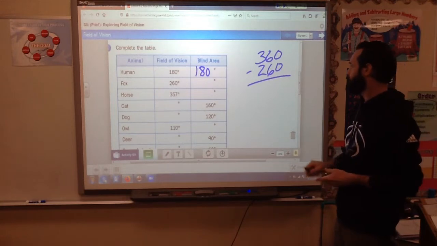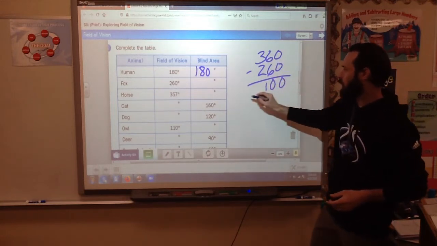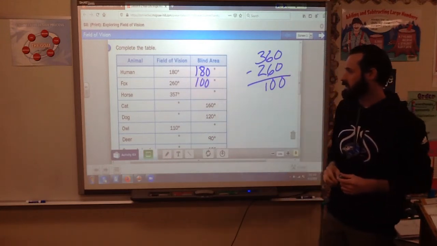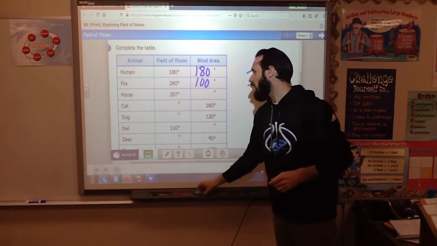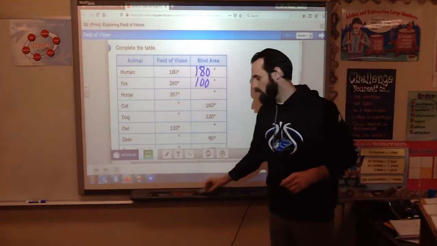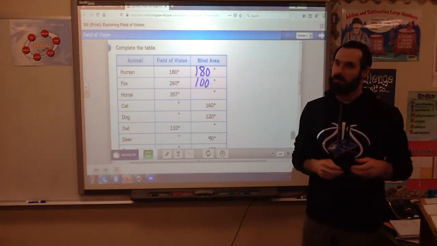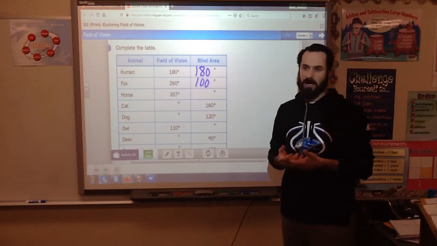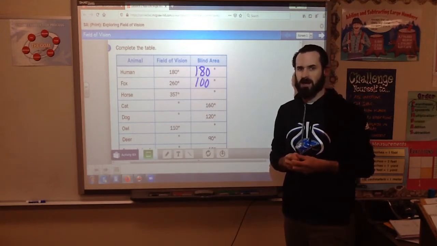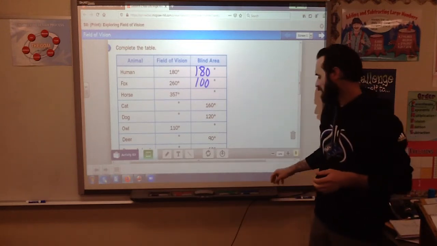Okay. 0 minus 0 is 0, 6 minus 0 is 0, and 3 minus 2 is 1. And that makes sense because 260 plus 100 is 360. So if you look, the fox has less of a blind area than the human. Well, the fox is a predator. The fox eats mice and things like that. The fox also might get eaten by like a coyote, or there are different things that could probably catch and eat a hawk. So foxes kind of have to be careful too.